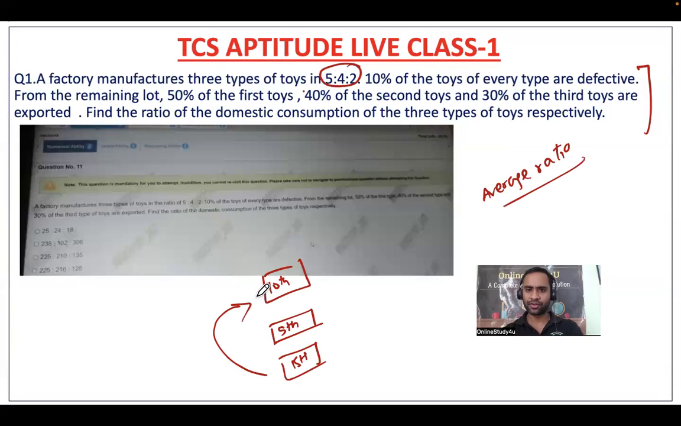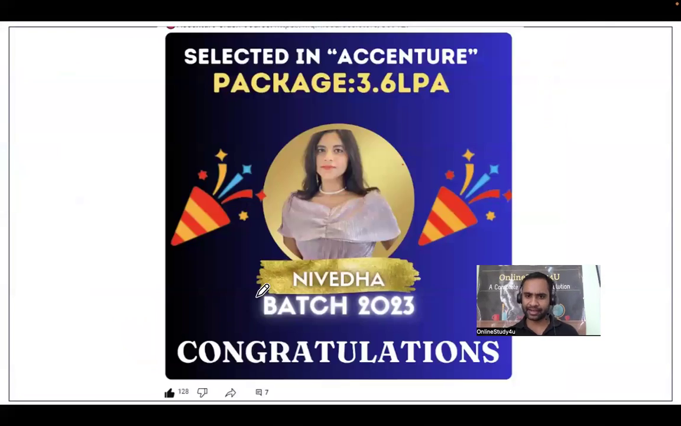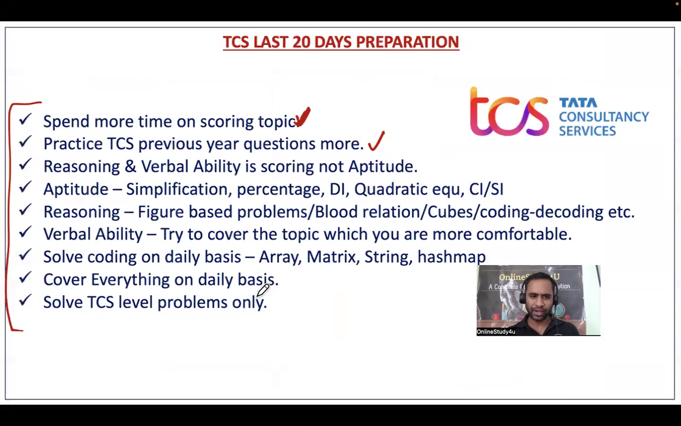The test series which we are going to conduct today has very good quality problems. You write and see. Reasoning and verbal ability are scoring topics, not aptitude. Aptitude is not a scoring topic, keep that in your mind. But it's not that you will leave it, because if you have 20 questions, out of 20 you need to solve at least 7 to 8 problems. Otherwise, you will not get selected for the TCS exam.